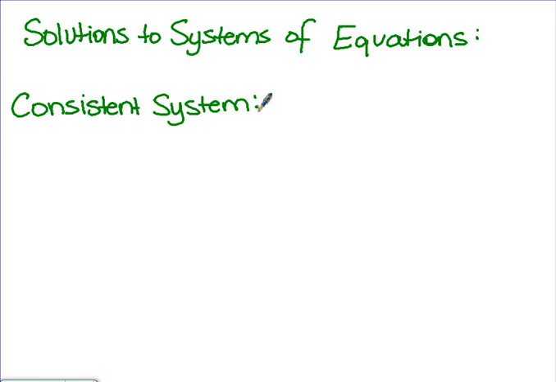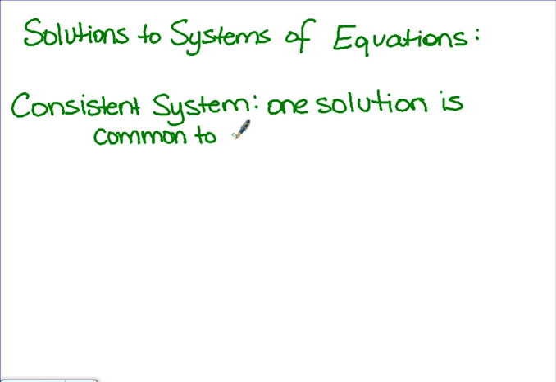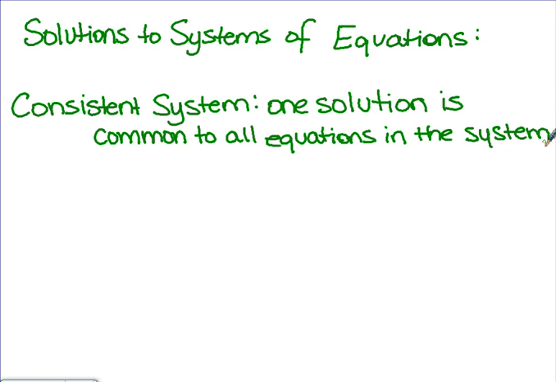all right, this means that one solution is common to all equations in the system. All right, so we have one solution that's common to all of the different equations in the system.